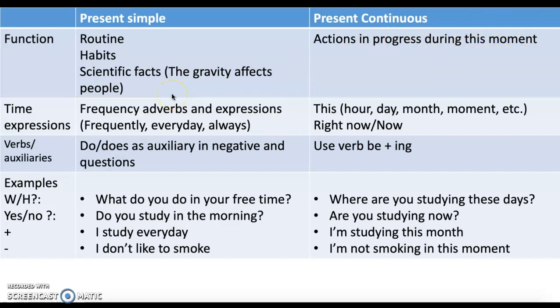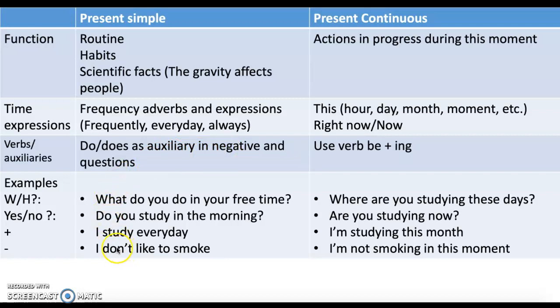Now, something important to remember is the auxiliaries that we use. For example, in present simple, we use do or does. What is the difference? We use do with I, you, we, they. On the contrary, we use does for he, she, it. But remember something, we use it as an auxiliary verb in negative and in questions.